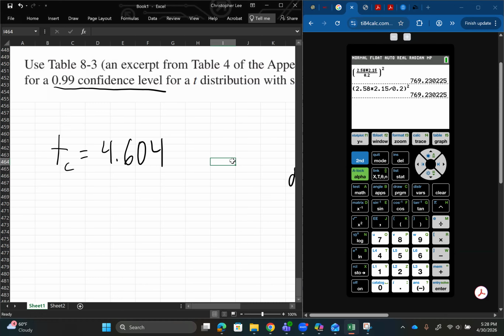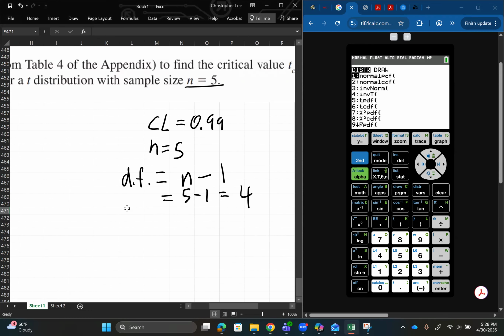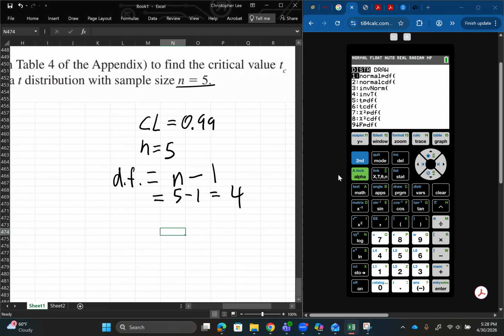All right, this is going to be really special. Not everybody is going to be able to do this. I don't think you could do this on your calculator, Carmen, but I want you to try. So you're going to go to second distribution. I forgot I need this information right here. You're going to go to second distribution. Then you're going to go to where it says inverse T, number 4.